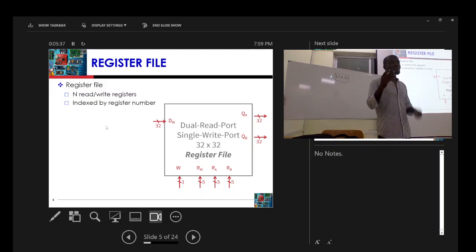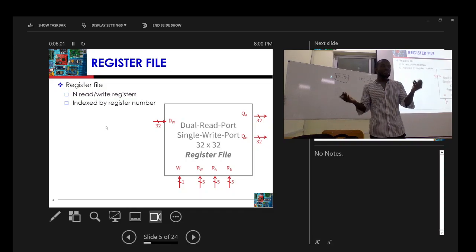Okay, so now from the name, register file. What does it mean? Register file, just like a file that you have, and then we have registers inside. It's as simple as that. Registers are within a file. That's what we call a register file. So now it means, how many registers are within that file? That's very important. And then what is the data width of each register? So it's something like this.